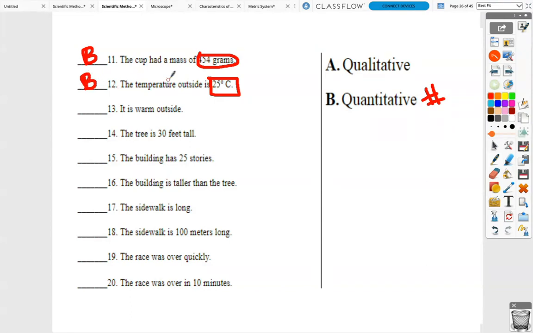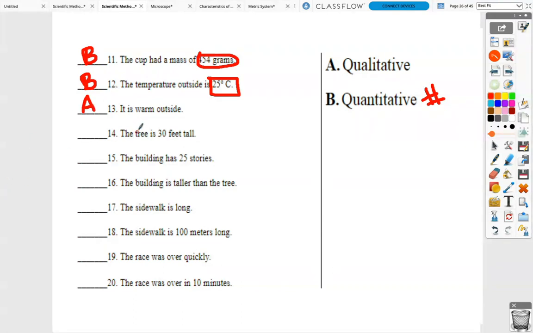I am giving a number with a unit. Now, on to 13. It is warm outside. Warm outside, I don't have a number and a unit to go with it. So that is a qualitative measure. I'm just talking about the quality of it, the aspect of outside, with not a specific number and unit to go with it.